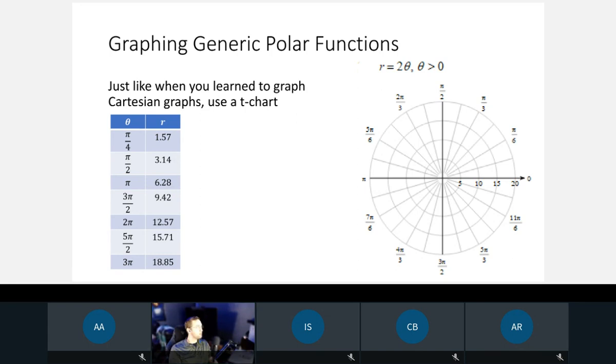So let's do this. I want you guys to plot these for me. Who wants to do the first one? Plot the point. All right, Antonio, the first one. Who wants to do number 2, the second one? Julia, number 2. Who wants number 3? Caitlin, go for it.